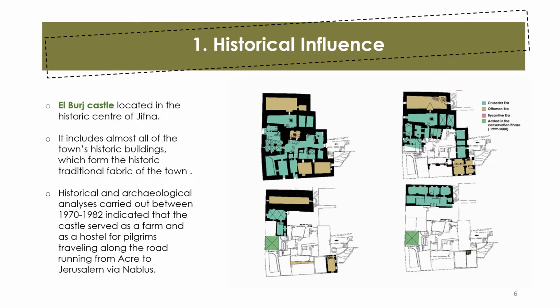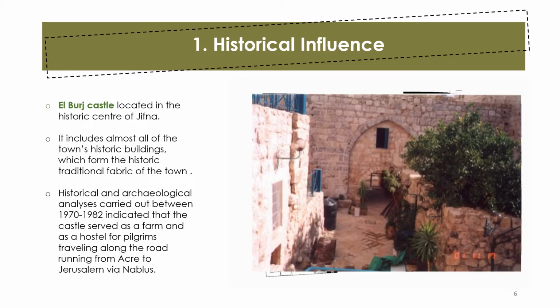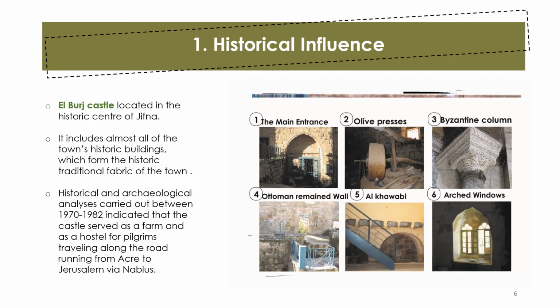It was indicated that it served as a farm and a hostel, and the function has changed through different eras, and it has been a residence for Jifna people. And these are some of the elements that indicate different eras. For example, we have the Crusader main entrance, the Ottoman main wall, an old olive press, and so on.